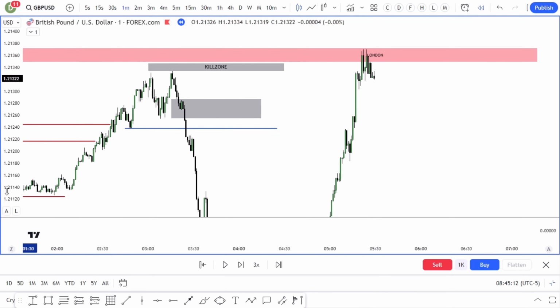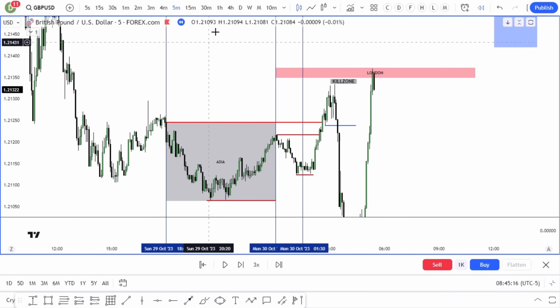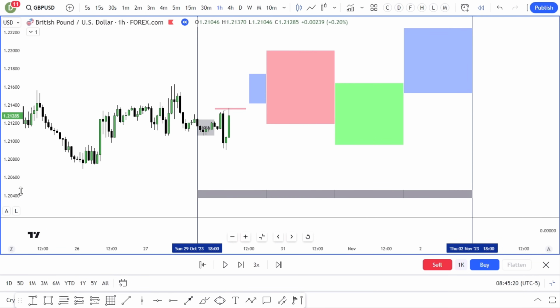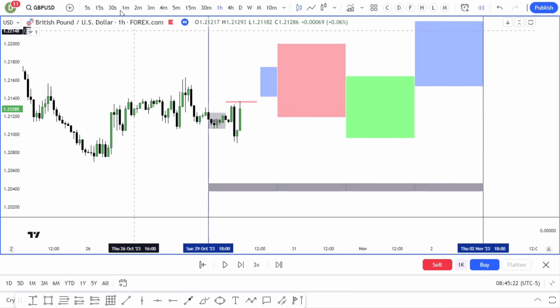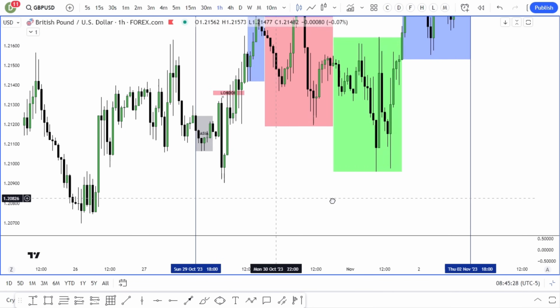Nah, forget it. It's not working like that. The Asian session would have been regarded as our accumulation, right? And then New York becomes our distribution, if that makes sense.